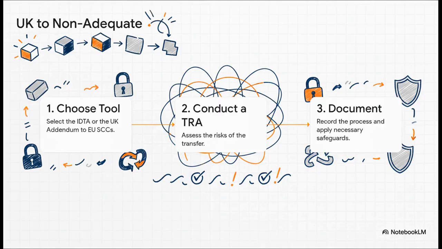A UK company has 2 main tools it can use: either the UK's own specific contract, the International Data Transfer Agreement, the IDTA, or a special UK addendum you can tack on to the EU's contracts. And whichever one you pick, you must do that formal transfer risk assessment and document absolutely everything.